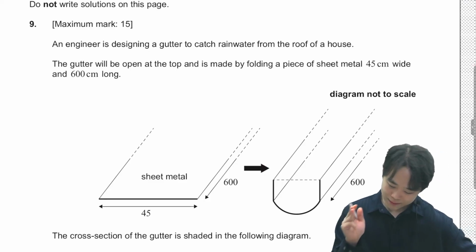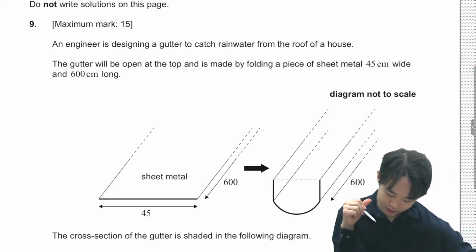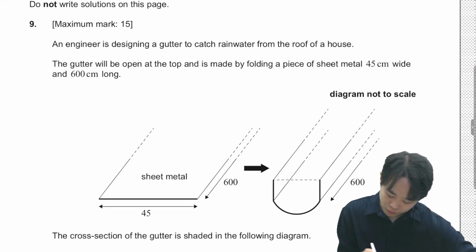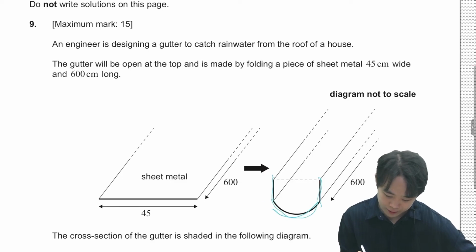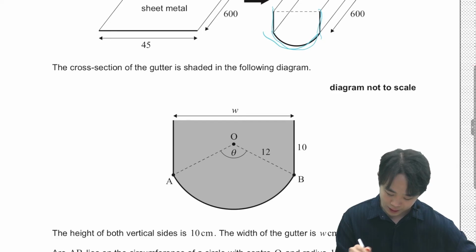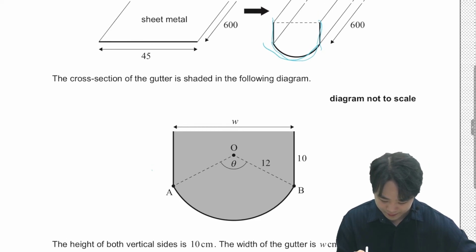Okay, lastly, we have a gutter that's shaped by folding this sheet metal. So we're folding this sheet metal to have some straight regions and a circular arc here. And this is a cross-sectional area of the gutter. Okay, so the height we want to keep at 10.